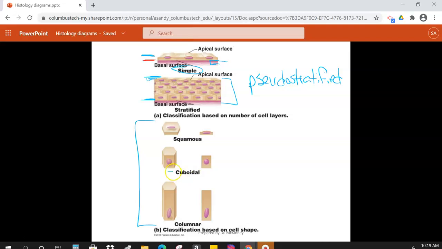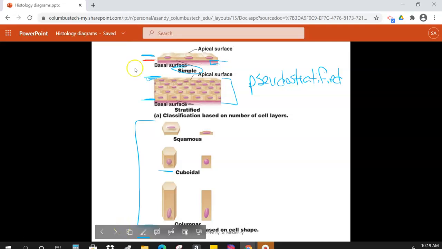Then we have cuboidal. So cuboidal epithelial cells are sort of square shaped. They're box shaped. They almost have all equal sides, like a little square. And then columnar, the cells are longer than they are wide, so it's like a little rectangle. So that's where that name comes from.